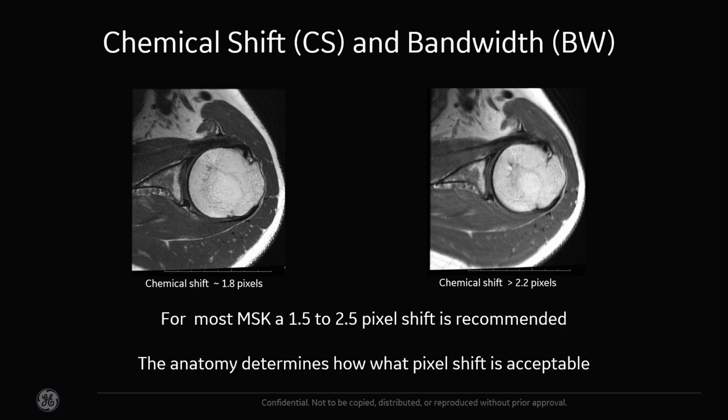So we can actually roll out recommendations for MSK imaging. For non-fat-sat imaging, the suggested chemical shift in pixels is around 1.5 to 2, or even slightly higher, depending on the anatomy that you're looking at. And for fat-saturated images, we can have the pixel shift a bit higher because we don't have that same interaction between the fat and the water molecules, and we can use this to get back a little bit more signal to noise.